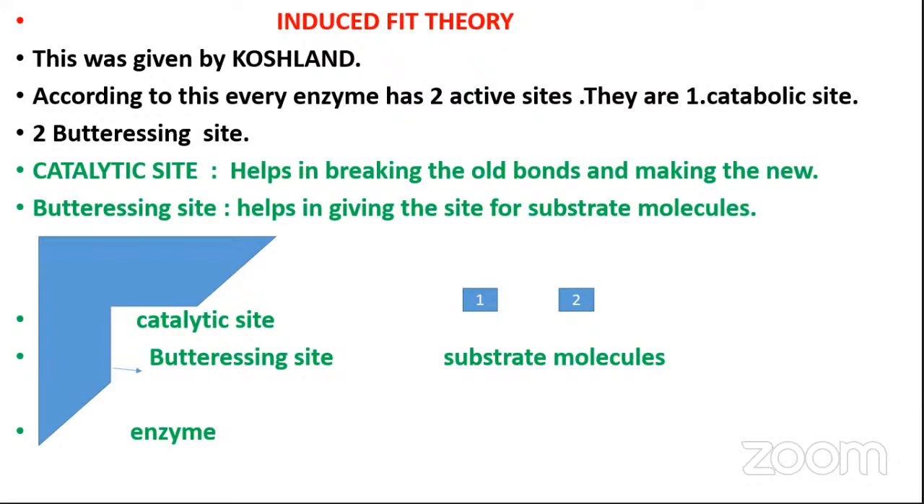But here in induced fit theory, each enzyme has two sites. One is helping in breaking bonds between the substrate molecules and then creating new bonds between the substrate molecules or end products. Then the buttressing site is helping in receiving, or it is giving the place for substrate molecules to come and sit on those places or sites. So this buttressing site is helping in giving the site for substrate molecules.